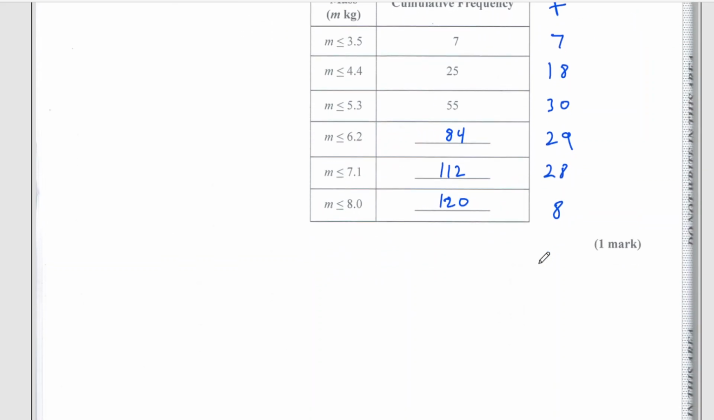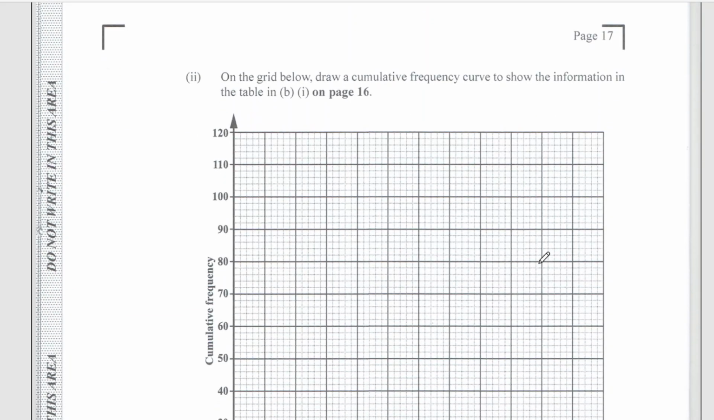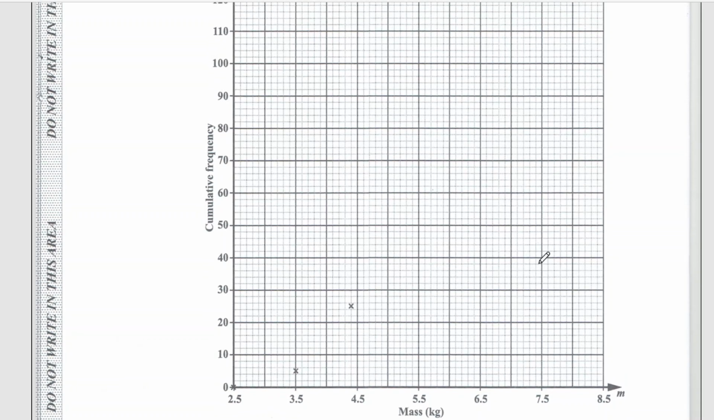And then up here, they want us to plot it on this graph. They did the first 3 for us already, so we have to do the others. This is 0, then they had 3.5 and 7. Then they had 4.4 and 25. So now we have to do 5.3 and 55.